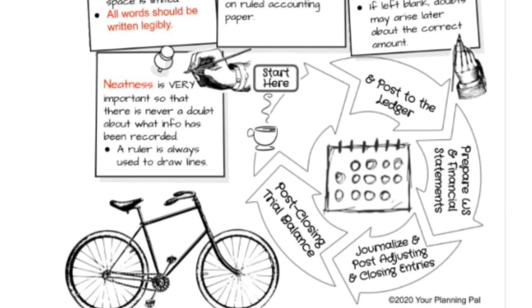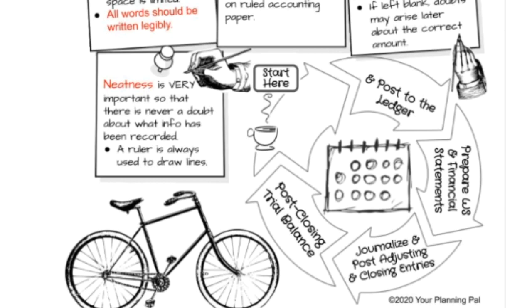Neatness is very important so that there's never a doubt about what info has been recorded. So a ruler is even used to draw lines. You want to make sure that you're very neat and accurate. It should be clean and easy to understand.